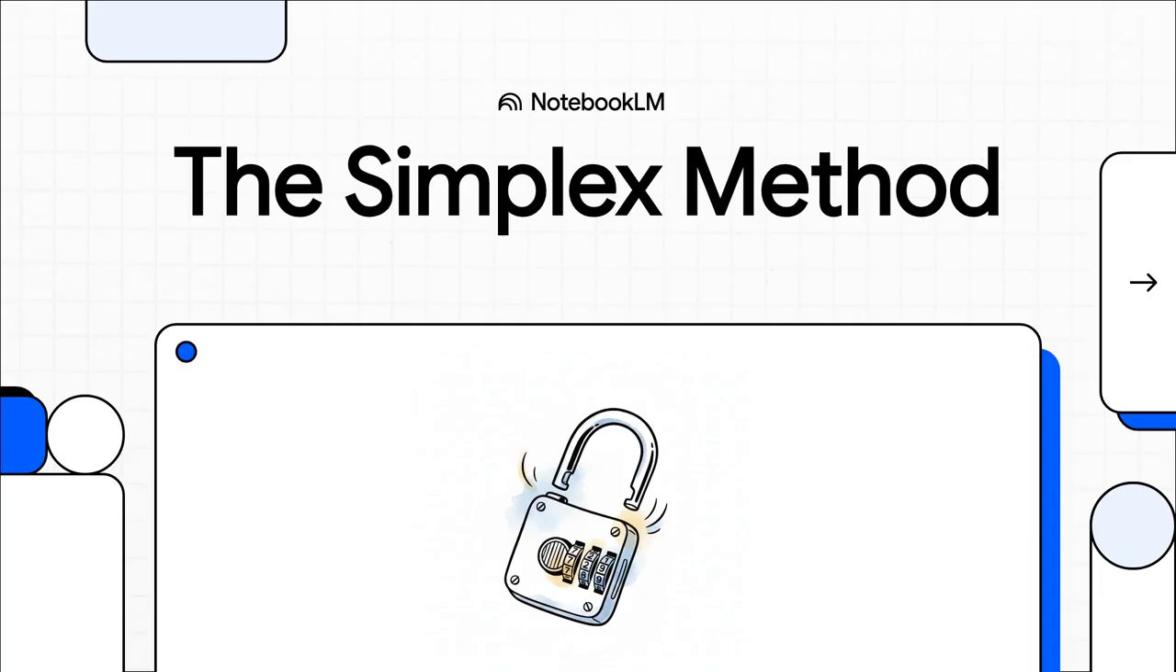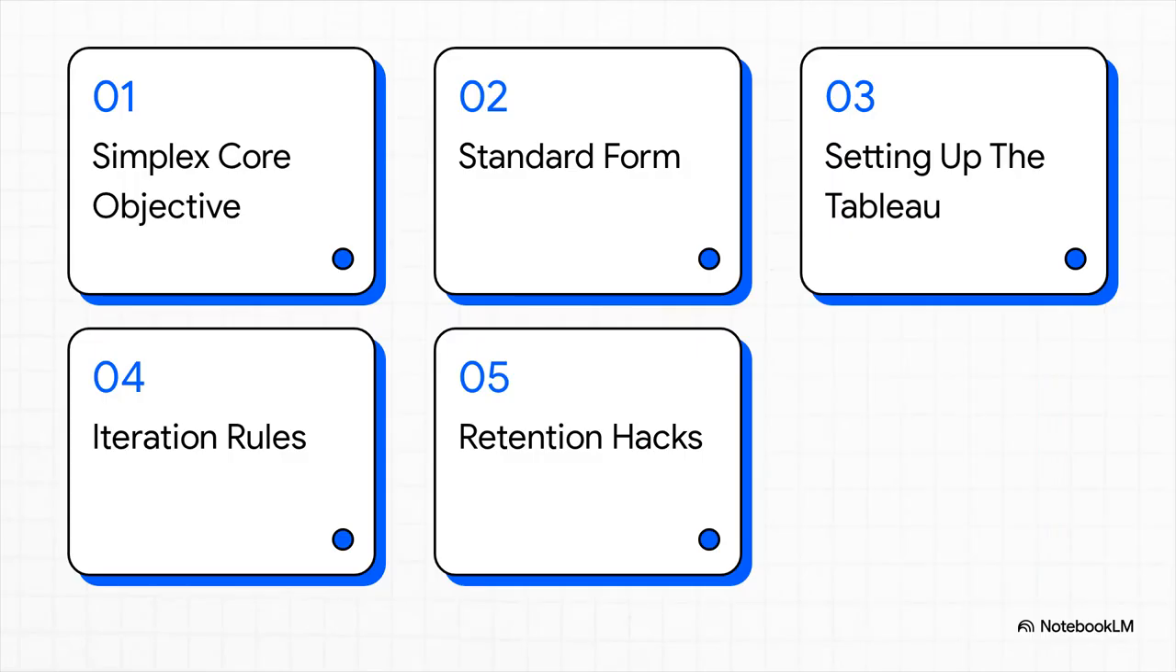We have to optimize exactly how your brain processes this information so that when you finally sit for the boards, this logic is completely second nature. So let's dive right in. We've got a strict, strategic 5-step agenda to chunk this data effectively. We'll hit the Simplex core objective, converting to standard form, setting up the Tableau, iteration rules and pivoting, and finally, those crucial LECPA retention hacks.